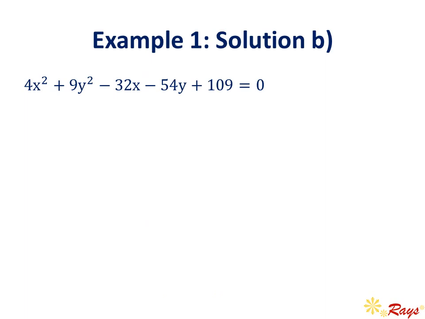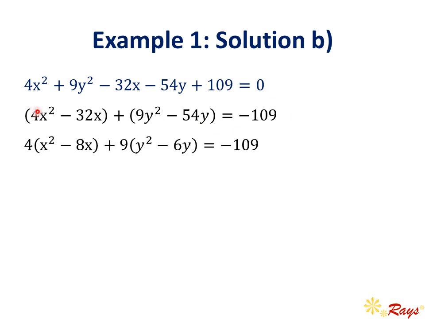So this is the general equation of an ellipse. We're going to rewrite this into standard form, and again we'll be using the completing the square method. So just like what we did before, the first thing we need to do is to group all the x and all the y together and bring the constant to the other side.